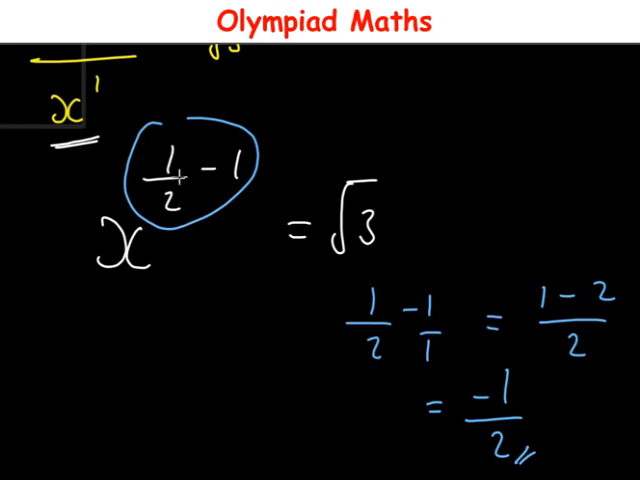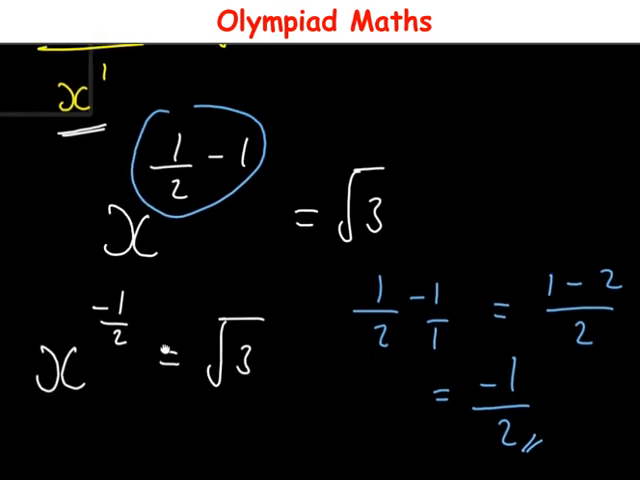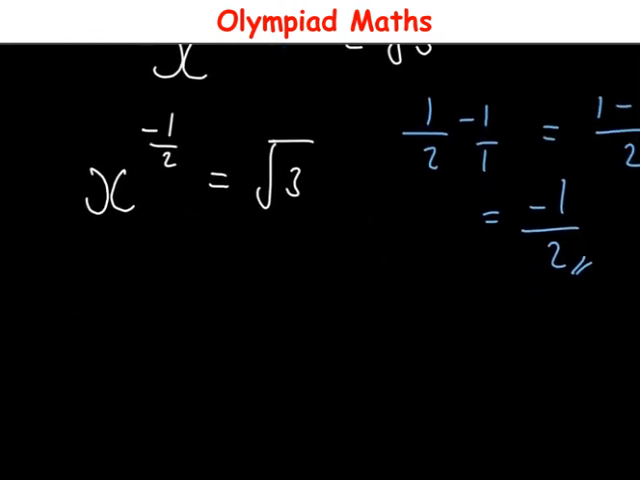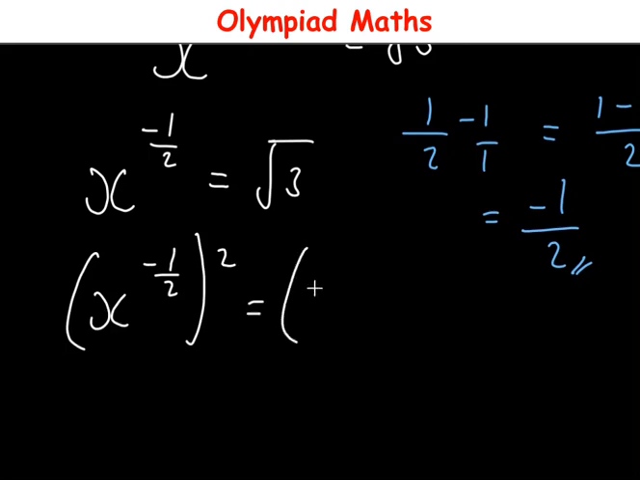Shows that the value of half minus 1 is minus 1 over 2. So from here, this becomes x raised to power minus 1 over 2 is equal to square root of 3. Okay, so the next thing for us to do is to square both sides of the equation to eliminate the square root. So in bracket, x raised to power minus 1 over 2 all squared is equal to, in bracket, square root of 3 all squared.